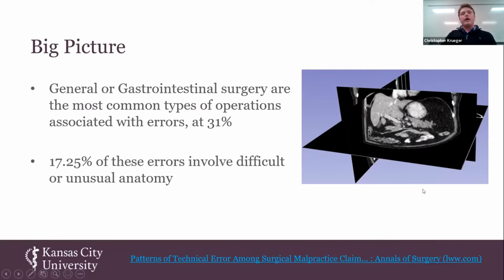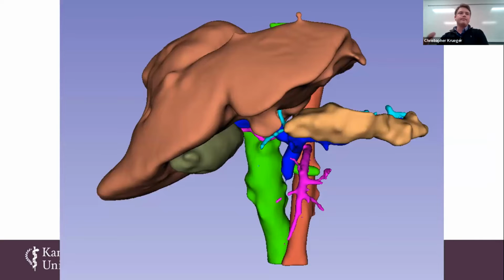So why is this important? In a study done by the Annals of Surgery, general or gastrointestinal surgery are actually the most common type of operation associated with errors, coming at 31%. Just for reference, the next highest type of operation is spinal surgery. That comes in at 15% errors. Of these errors that were reported, 17.25% of them were associated with difficult or unusual anatomy. So theoretically, if a process could be made preoperatively, you could eliminate almost 20% of surgical error if the surgeon could see the anatomical variation before they get inside the patient.